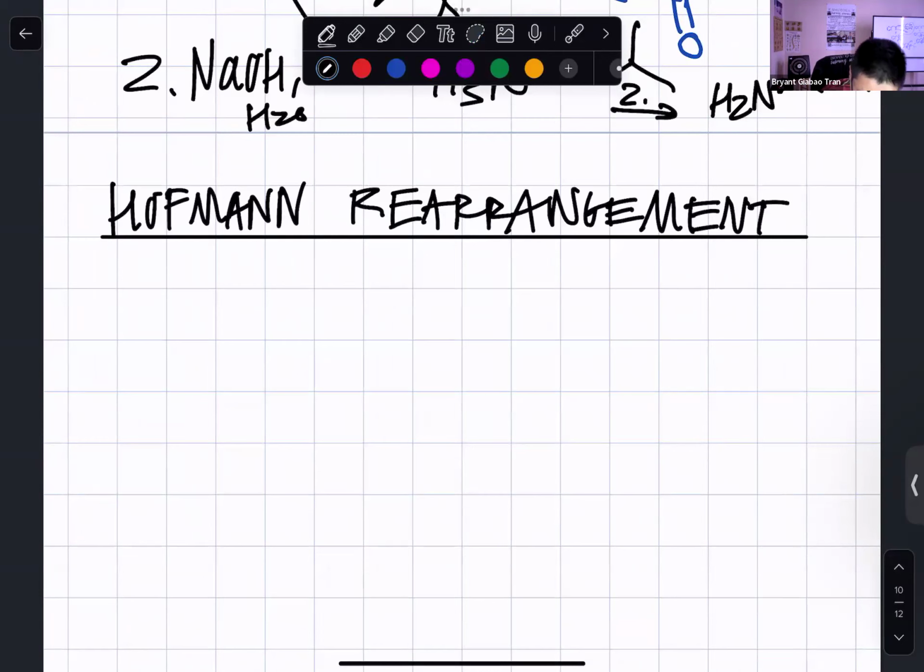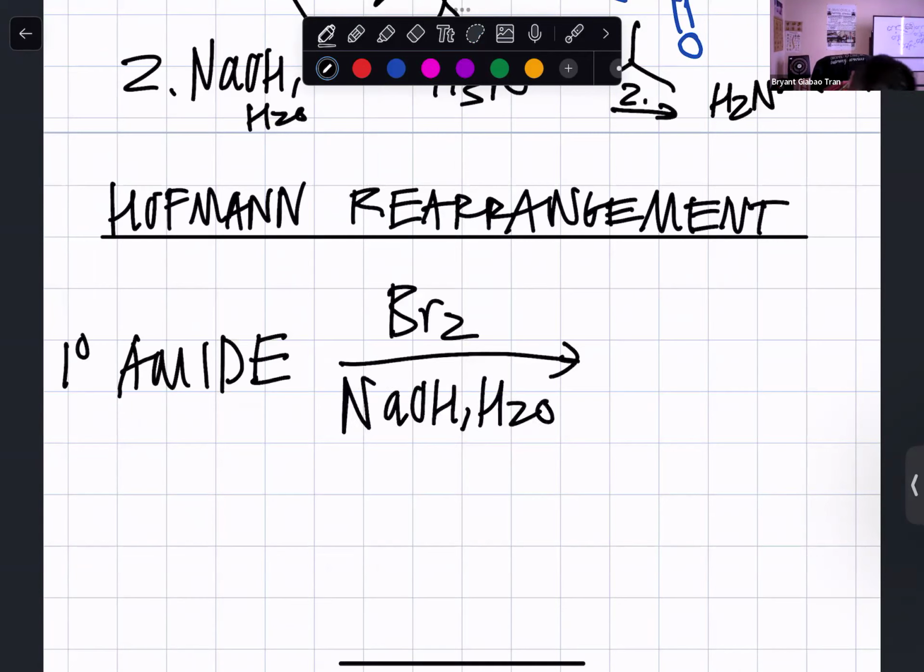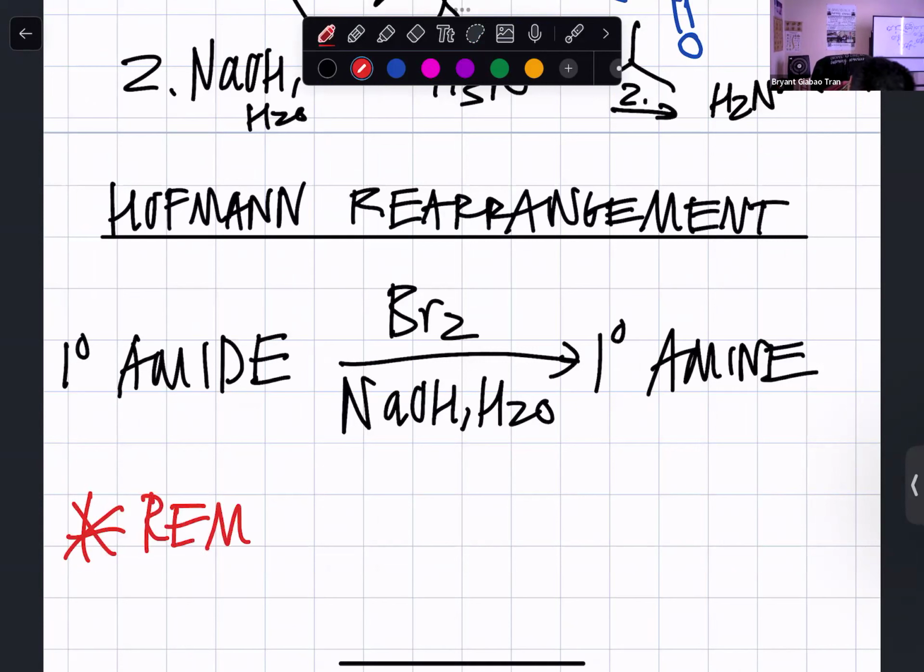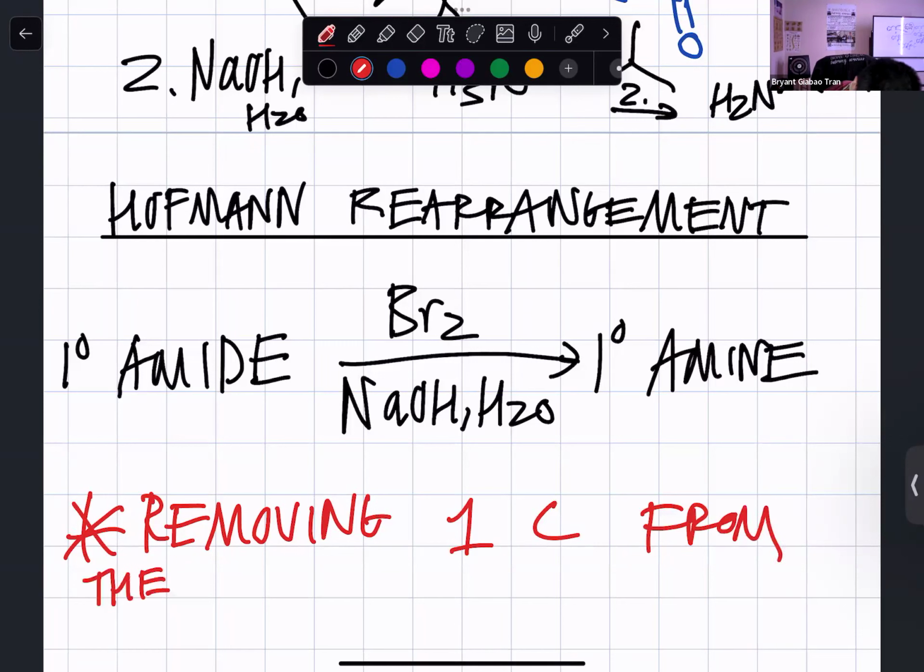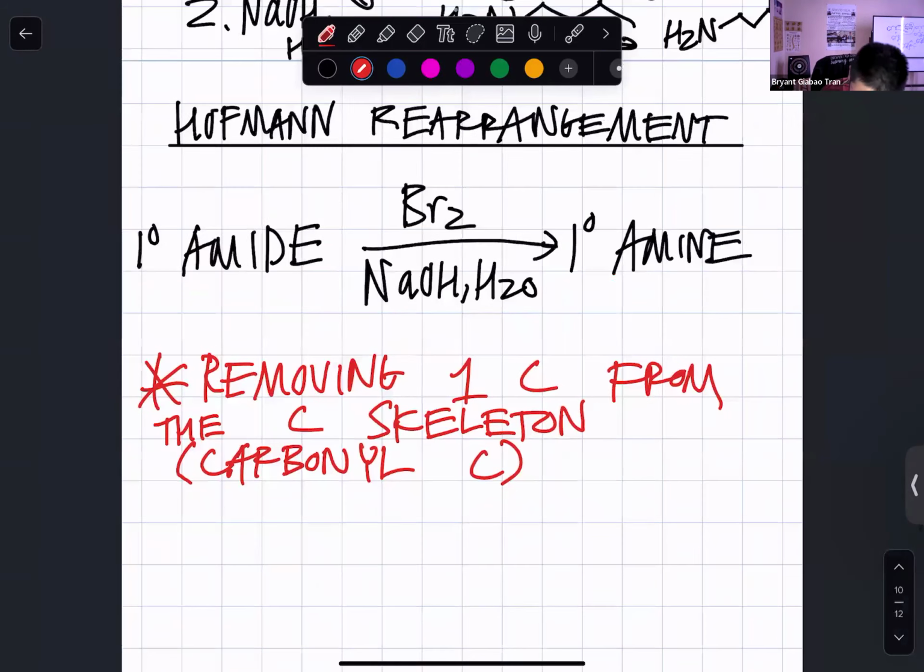So Hofmann rearrangement is a chapter 20 reaction, but this ties back into chapter 21, which is going to have a primary amide reacting with Br2, NaOH, and water to create a primary amine. And the most important feature about this reaction is that we are removing one carbon from the carbon skeleton, right? And that one carbon that we are removing is going to be the carbonyl carbon. And I'm going to show you an example of it right now.